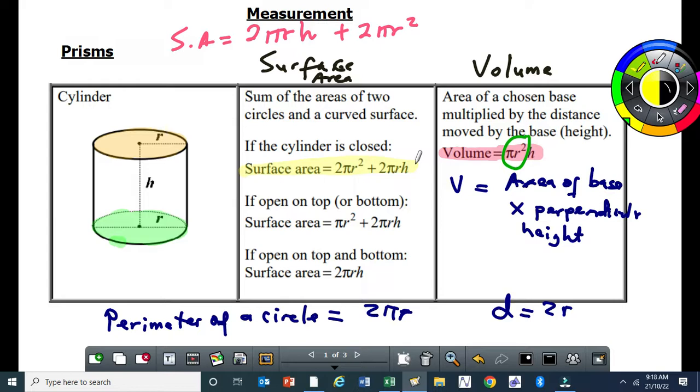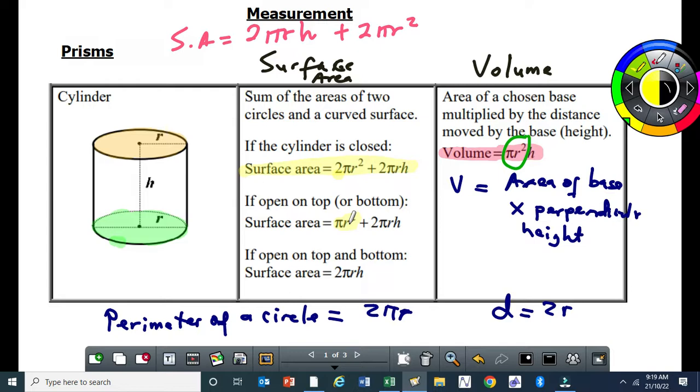If, let's say, there's no top, obviously it will change from having a 2 here to having what? Only one area of a circle, which becomes pi r squared plus 2 pi r h, if there's no top or there's no bottom. If you remove the top of a cylinder, the surface area changes to pi r squared plus 2 pi r h. And this is common sense. The top is no longer there, the bottom is there, so you only have one circle. Am I right?